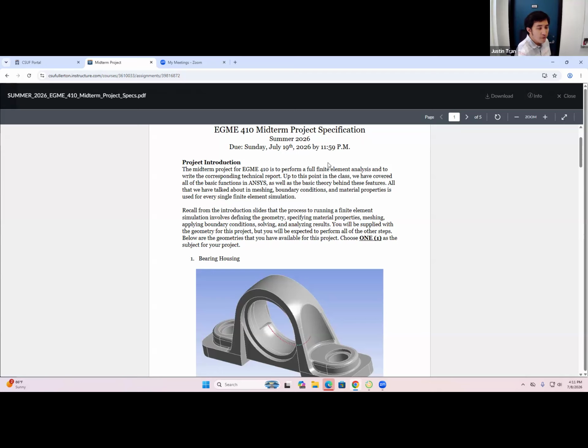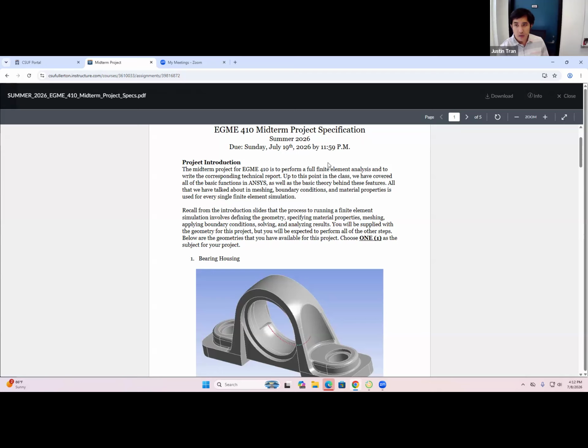The other big difference is that, for all the activities that we've done so far, I've walked you through everything, just to make sure that we all get the same result, and also just because it's a teaching opportunity. For the midterm project, I'm only going to be providing you with the geometries, and it's going to be up to you to determine how you're going to mesh it, what materials you're going to choose for it, what your boundary conditions are going to be, and then to write the report all on your own.